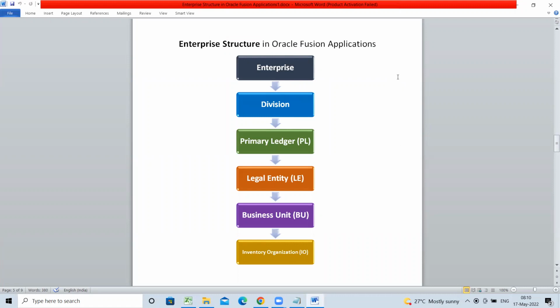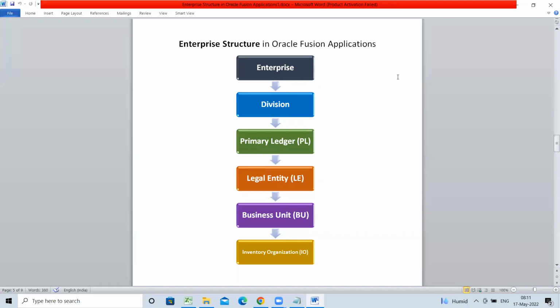Top level we have enterprise. With enterprise, we can maintain the employees' information with the help of HCM applications. When you talk about division within the enterprise structure, division is not a mandatory concept. It's purely optional. So at the time of implementation, we can ignore the division.